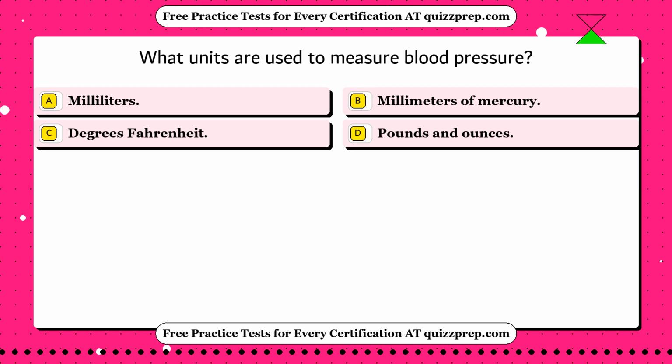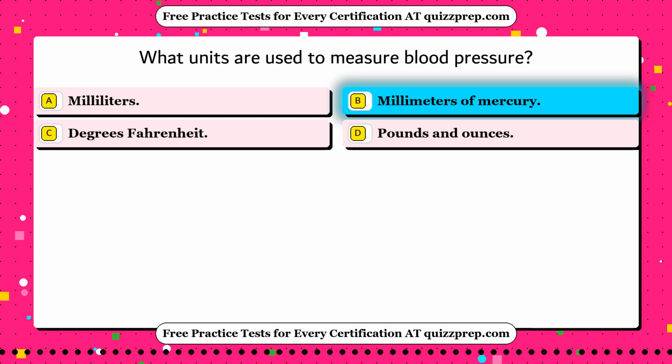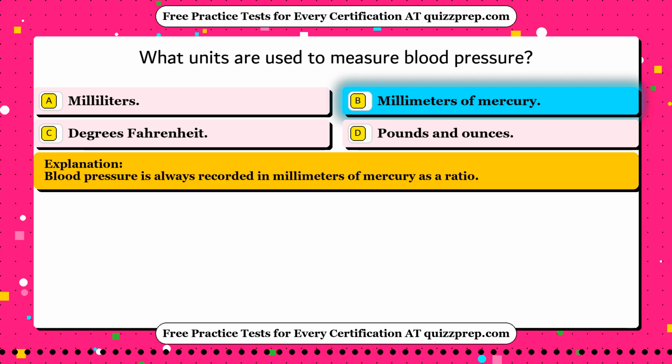Question 104. What units are used to measure blood pressure? Option A, milliliters. Option B, millimeters of mercury. Option C, degrees Fahrenheit. Option D, pounds and ounces. The correct answer is option B, millimeters of mercury. Blood pressure is always recorded in millimeters of mercury as a ratio.